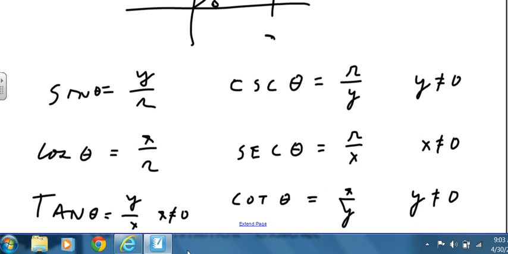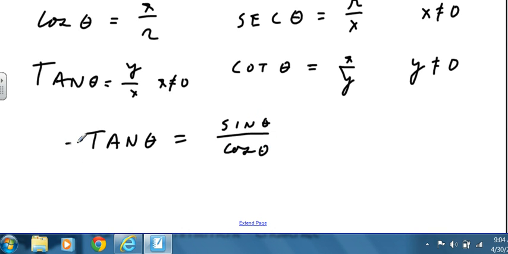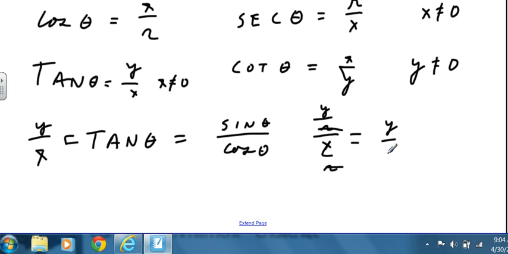Okay, so those are all the things that we know. And we also have another one that says the tangent of theta is the same as the sine divided by the cosine. Well, let's say tangent is y over x, right? Y over x. And the sine is y over r, and the cosine is x over r. And the r's go away, and all we have is y over x. So I guess that's probably the case.